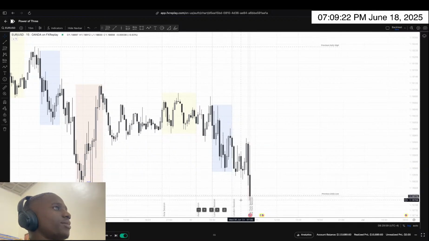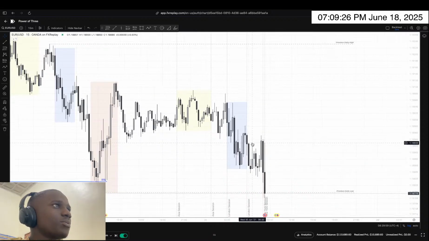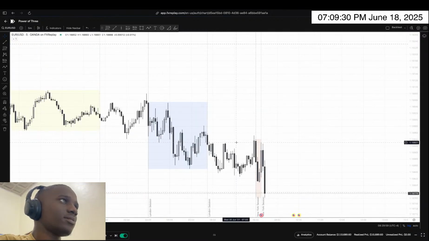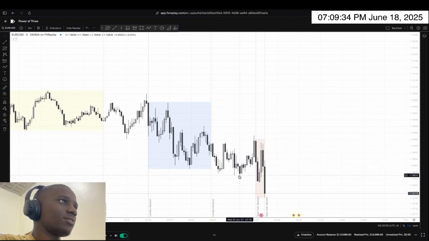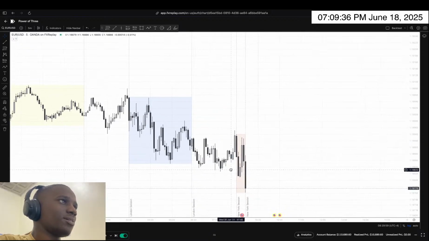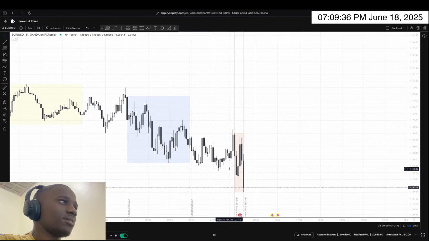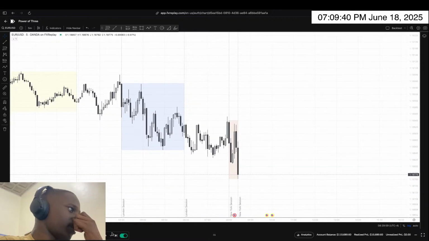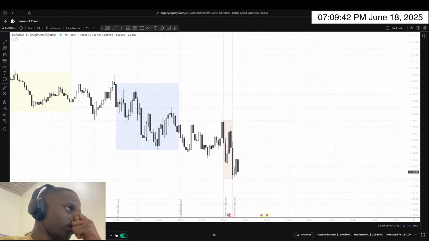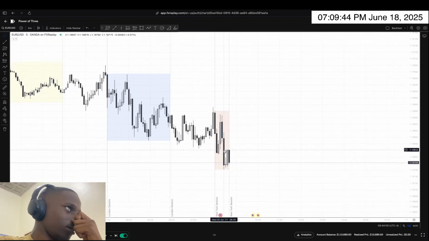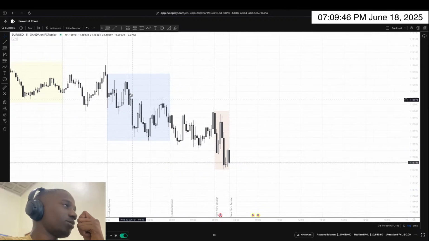So New York has already opened, and I couldn't help but notice this clean sweep, this high taken out there. This one took out the high, shifted structure by here, went back to OTE, then dropped. But I think we can also get a fair value gap retracement. You can see we have also clean fair value gap retracement.